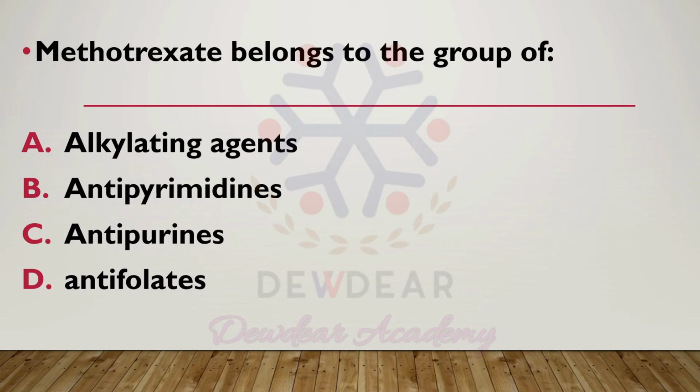Then the next question. Methotrexate belongs to the group of. Options are alkylating agents, antipyrimidines, antipurines, antifolates. Correct answer is antifolates. Option D is the answer. Methotrexate belongs to antifolates.